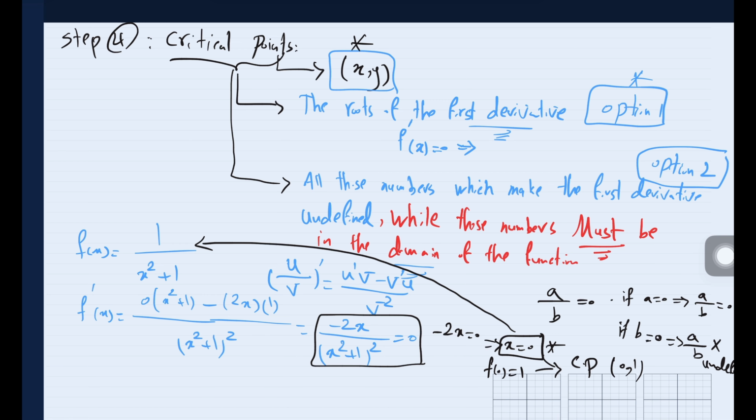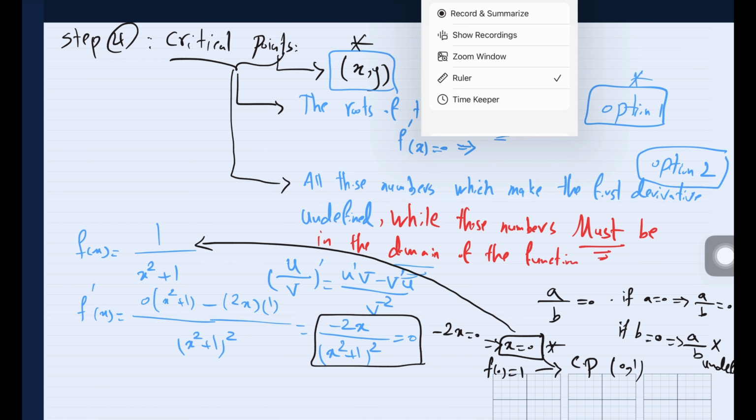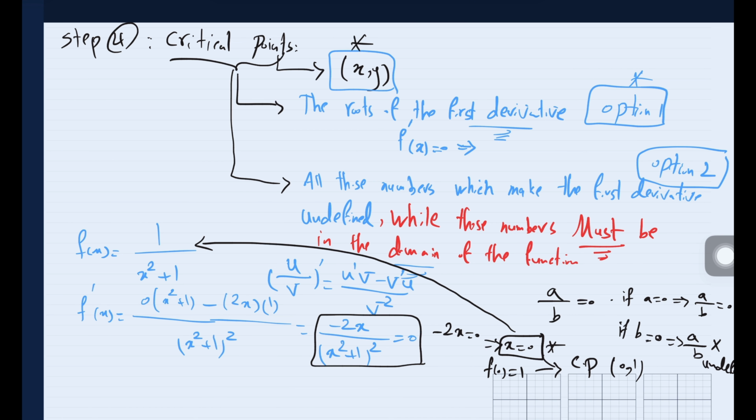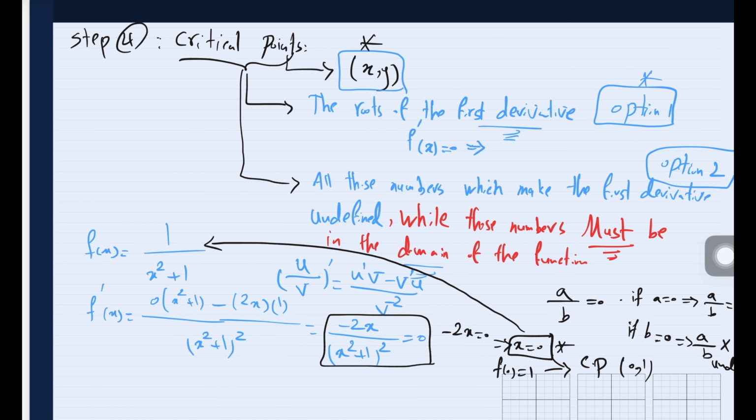So once I get the critical point, it means I can find how the function behaves before and after the critical point, because at the critical point the slope is 0. So for any critical point, the slope of the tangent is 0.